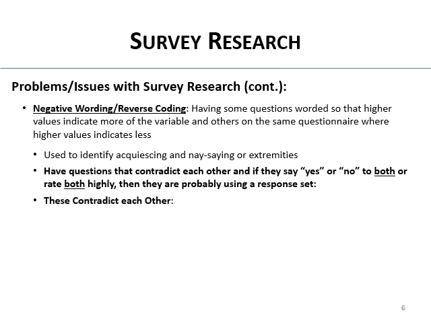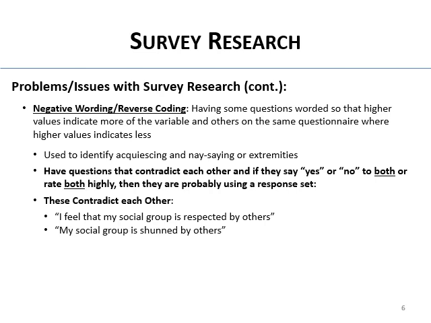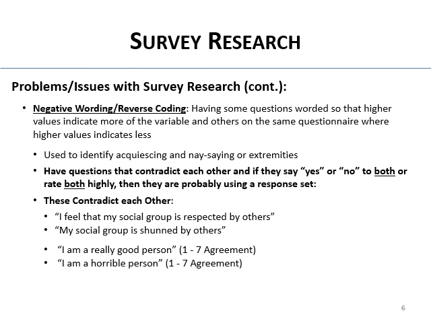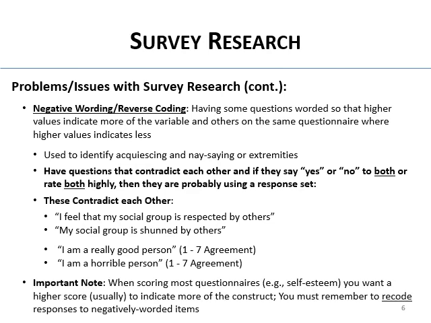So, for example, here's some that contradict each other. I feel that my social group is respected by others. So that would be positive wording for respect of the social group. The opposite is, my social group is shunned. So if someone's strongly agreeing with both of these, it tells you their data are probably garbage, right? Another example, I'm a really good person, I'm a horrible person. If they're agreeing strongly with both of these, they're probably just giving you garbage data using extremes, right?